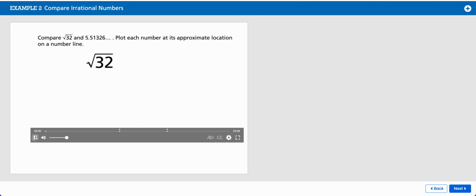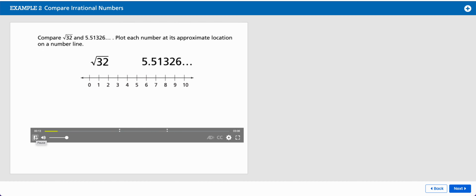There we go. Compare the square root of 32 and the number 5.51326 and so on. Plot each number at its approximate location on a number line. A useful strategy for this problem is to look for relationships. To compare irrational numbers and locate them on a number line, you can use their rational approximations.